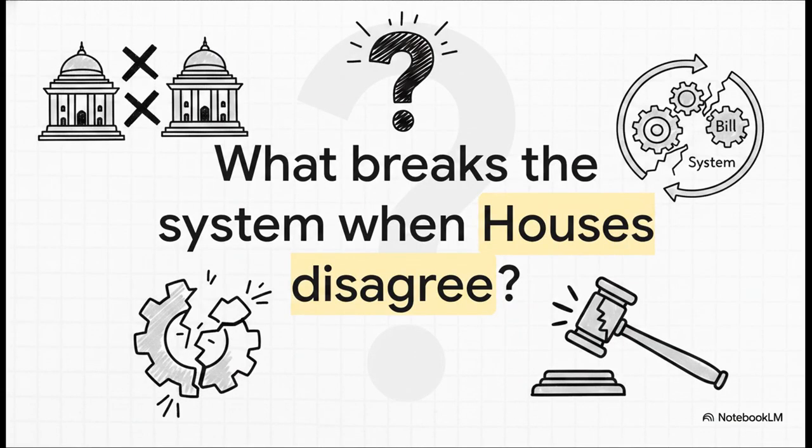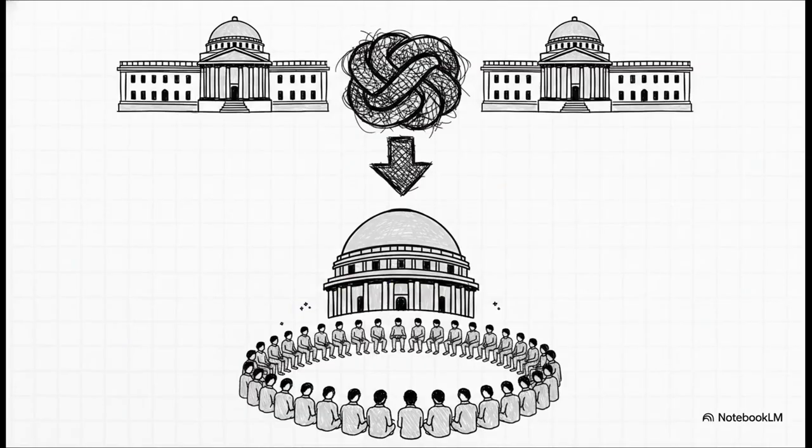But wait a minute, what happens if the two houses disagree? What actually breaks the system when the Lok Sabha and Rajya Sabha just can't see eye to eye on an ordinary bill? Well, the Constitution actually anticipates this exact problem.